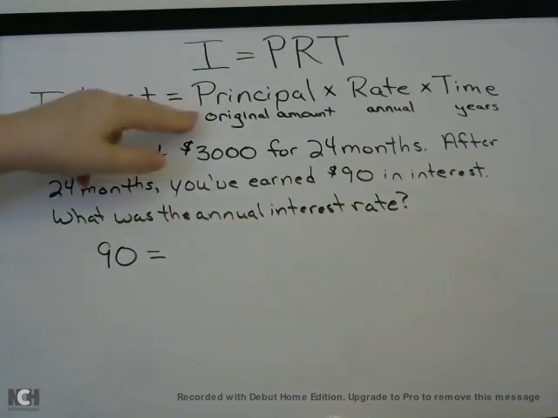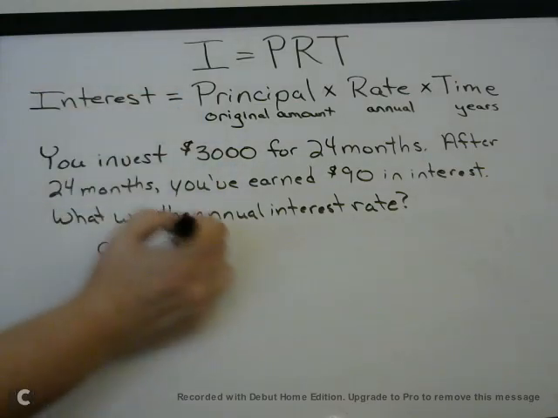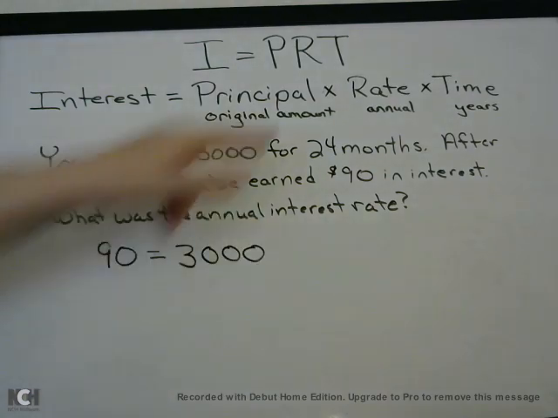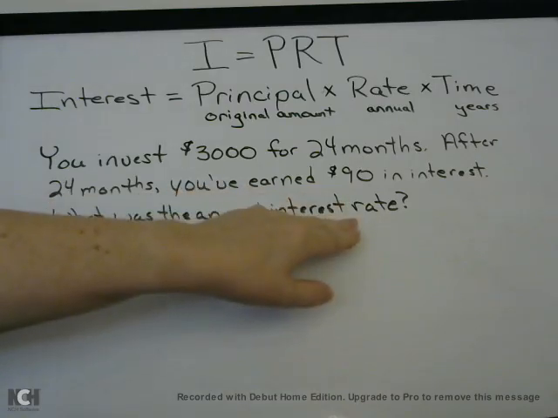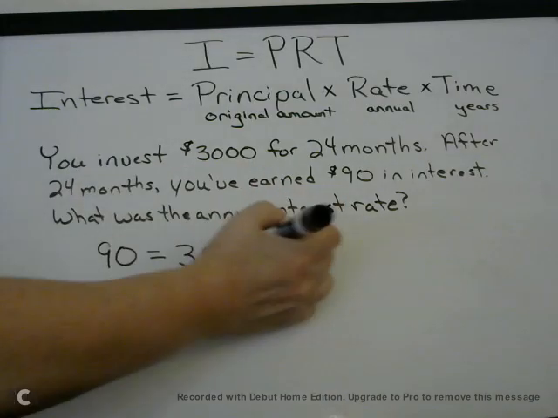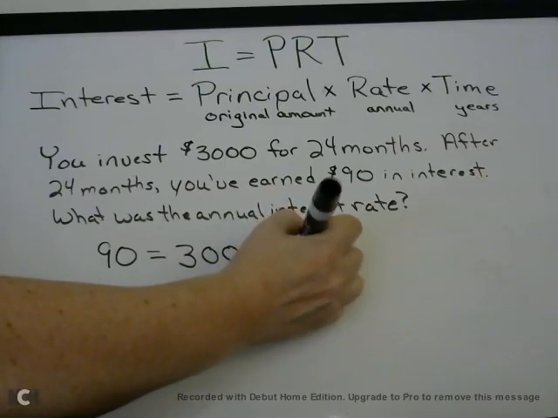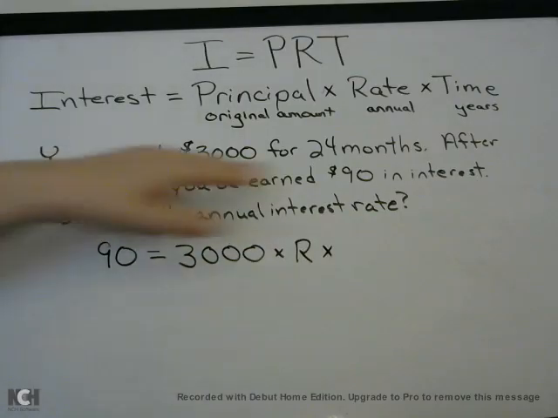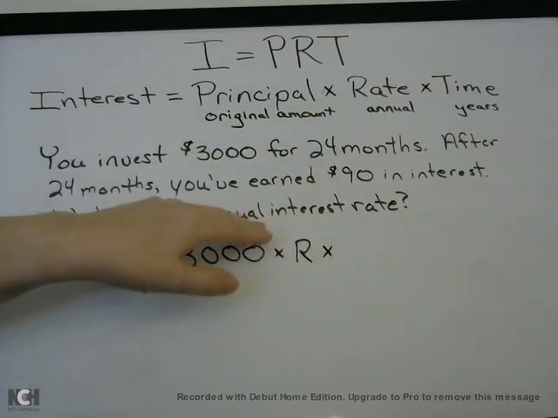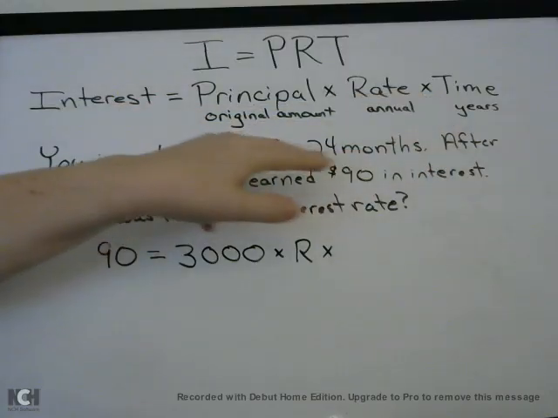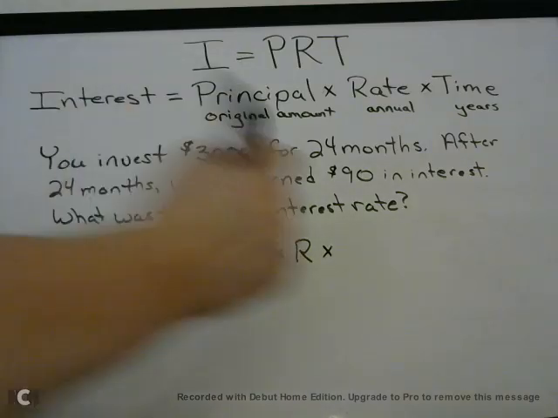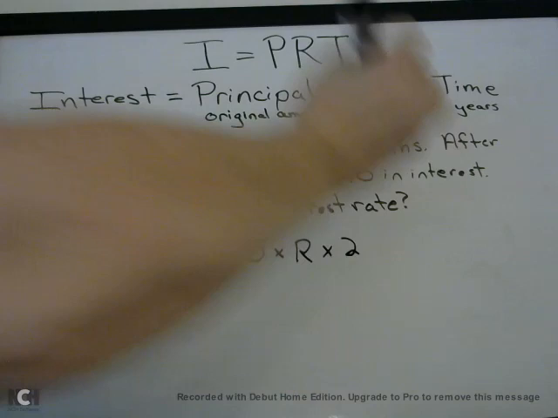P, principal, the original amount. So we originally invested $3,000. Rate. Now, that's what they're asking us. We don't know what the rate is. That's what we have to figure out, so we're going to leave that as a variable. Times time. They've told us 24 months. But again, they're looking for the annual interest rate, so time has to be in years. So how many years is 24 months? Remember, just 24 divided by 12, which is 2. So our time is 2.